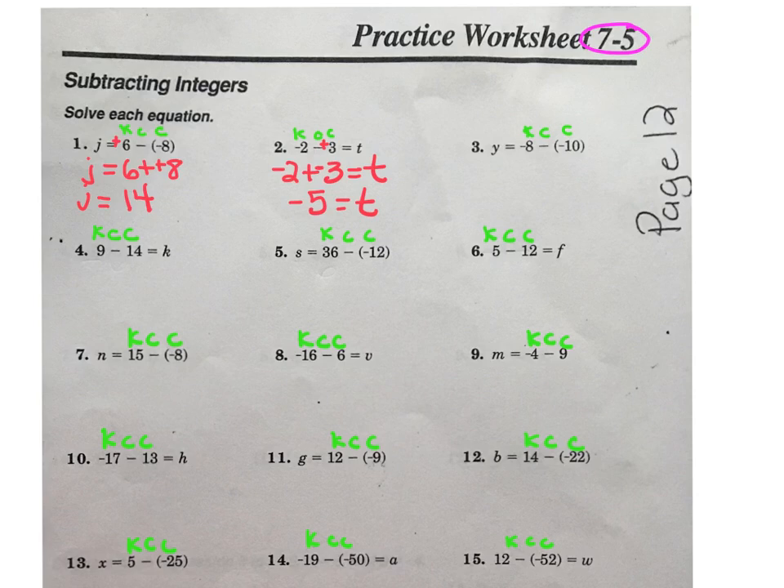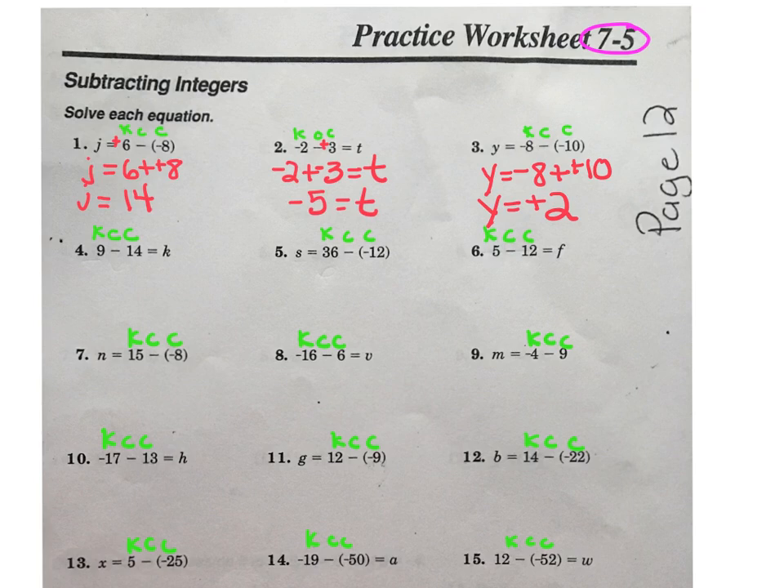Let's try another together. Number 3, y equals, the -8 is a keep, plus, subtraction changes to its opposite, and a -10 changes to its opposite. As you combine a -8 and a +10, you need to subtract. You get a +2, or just 2.